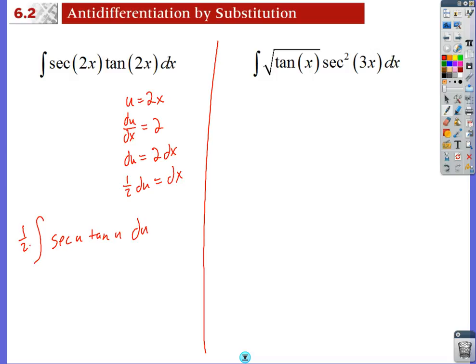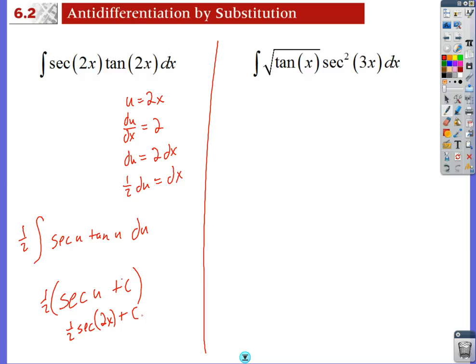And again, this is where I say, oh, now I know that secant is going to be secant tangent. So when I take the integral, it's going to be secant, 1/2 secant u du plus a c. Oops, didn't put my parentheses in the right spot. Plus a c. I go ahead and multiply the 1/2 through, and I put in 2x for u. I get 1/2 secant of 2x plus a c.